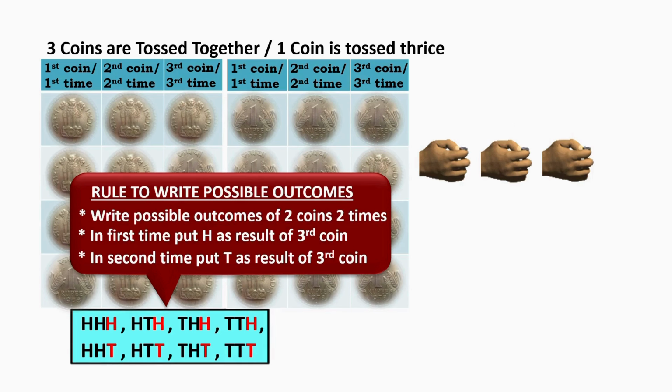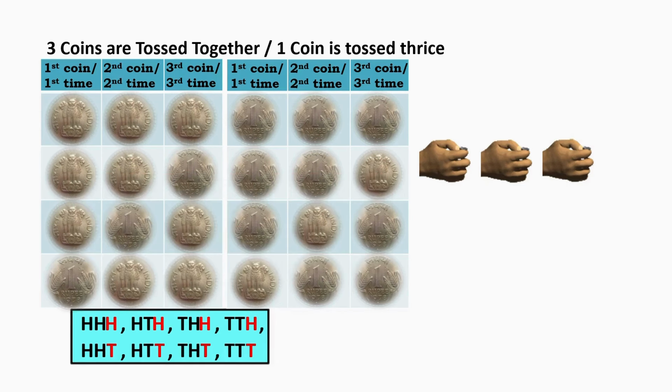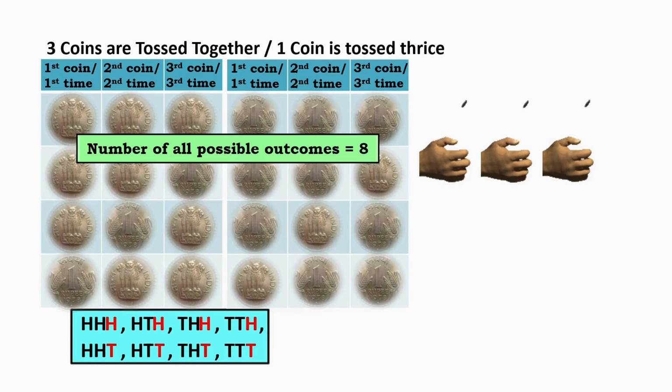So in the first row, for the third coin, we have introduced head. And in the second row, for the third coin, we have introduced tail, right? So finally, we got a total of 8 outcomes. So the number of all possible outcomes is equal to 8.